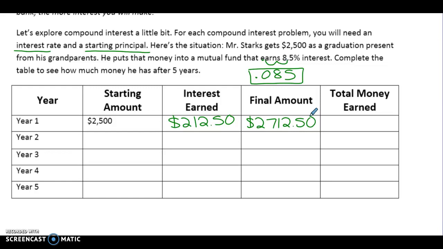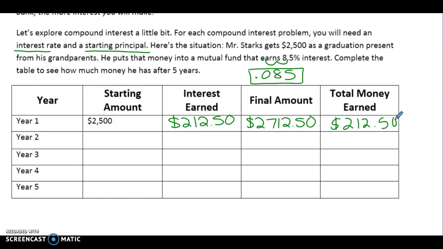So how much money have I earned to date? The interest earned. $212.50. So I have now made, by sitting on the couch and doing nothing, $212.50. So the interest earned and the total money earned is the same thing for the first year. You'll see it here in a second. I'll do one more line with you.